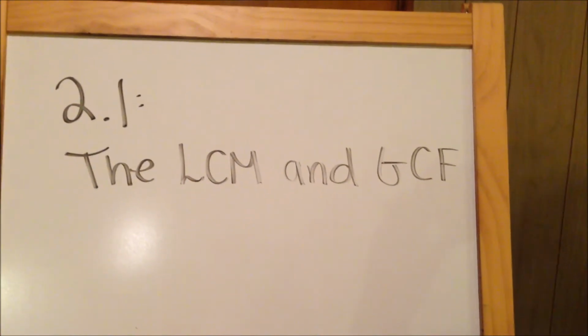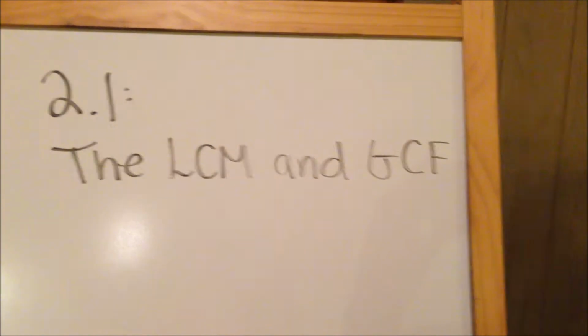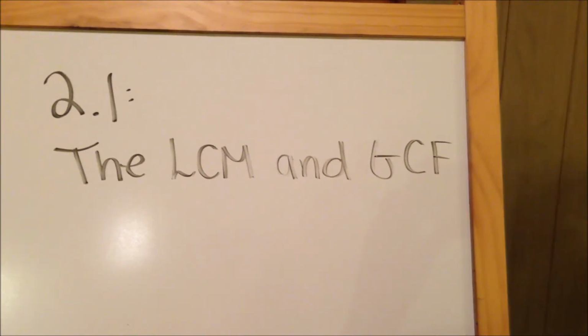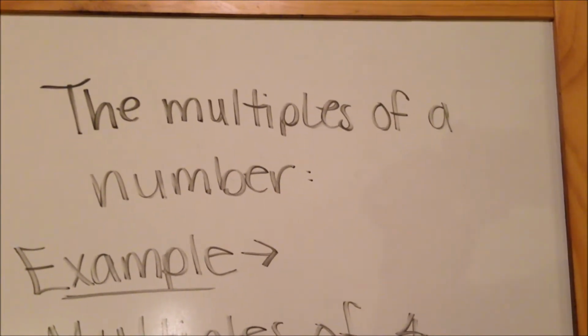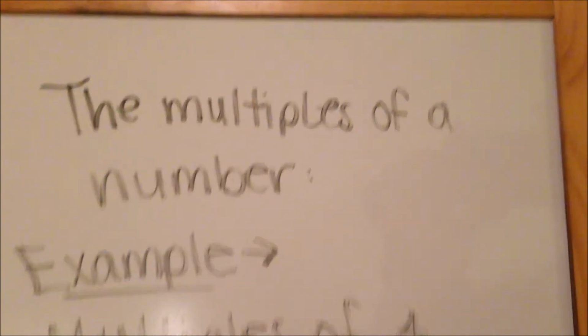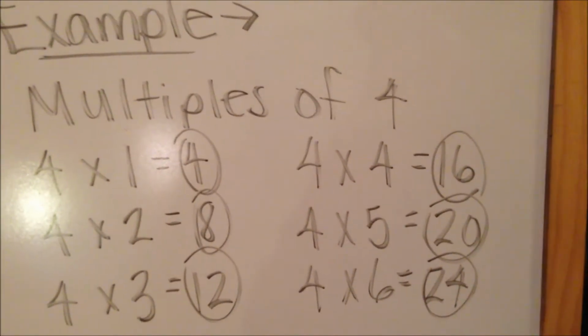Section 2.1, the least common multiple, also known as LCM, and the greatest common factor, also known as GCF. Let's start by talking about the multiples of a number. An example would be the multiples of 4. I have some listed below.